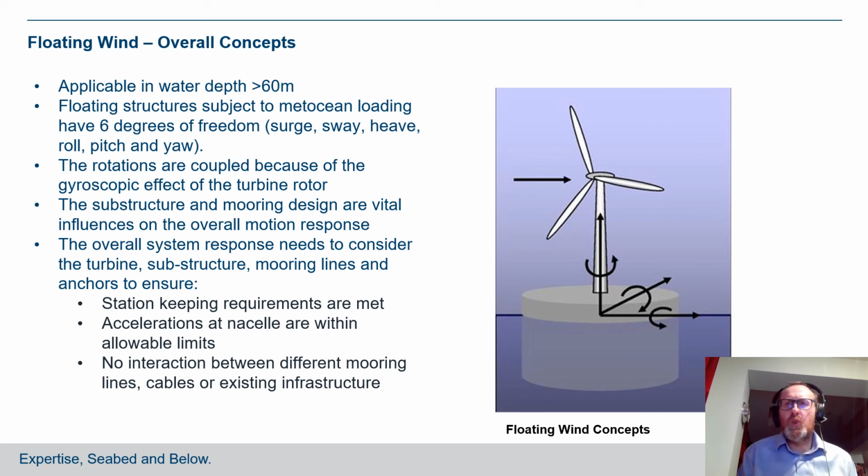Okay, moving on to floating wind concepts. These are quite complex structures, usually requiring water depth of greater than 60 meters. They've got 6 degrees of freedom when subject to metocean loading. And when you look at these structures, you have to model the whole structure, turbine, floating raft, and then also the mooring lines in order to get an idea of how it performs and make sure that it keeps station, that the accelerations at the nacelle level will be within acceptable levels, and that the mooring lines won't move around and clash with other cables or other existing infrastructure.